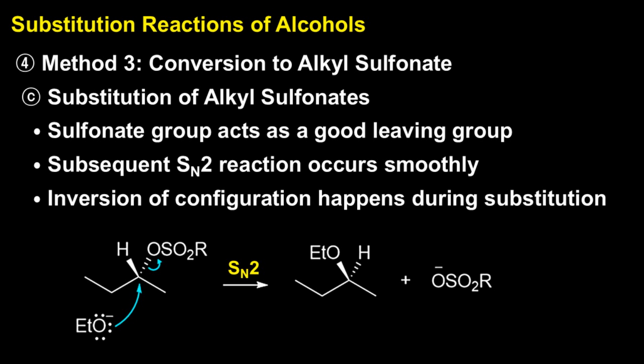And that wraps up our lesson on substitution reactions of alcohols. We explored a variety of strategies, from using strong acids and Lewis acids, to halogenating agents like SOCl2 and PBr3, and even converting alcohols into sulfonates to improve leaving group ability. Each method has its strengths, and depending on your alcohol, you can choose the one that works best for your synthesis.